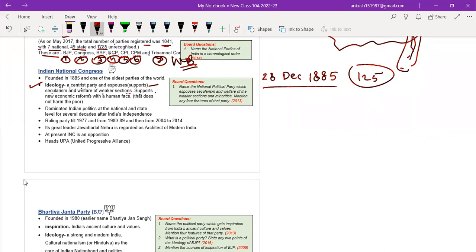Welfare of weaker sections. Now who are weaker sections for this party? These weaker sections are the sections who belong especially to the minorities. Every party is very sensitive about the weaker sections. I'm not saying that only the Indian National Congress is like that. It supports new economic reforms with a human face that does not harm the poor. Many of the parties have the same ideologies, but they want to implement those ideologies in a different way. That is why they are recognized differently in the country. Have you got the point?